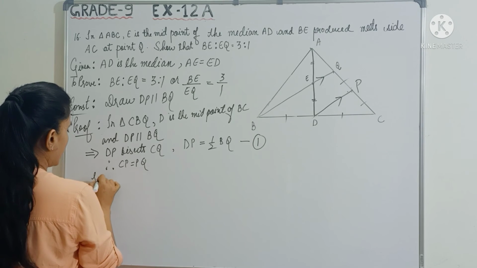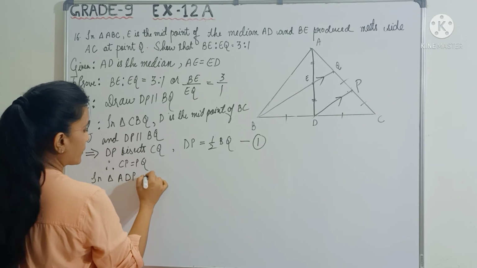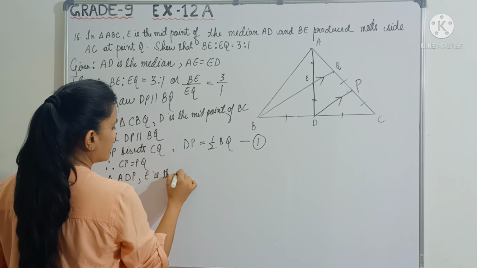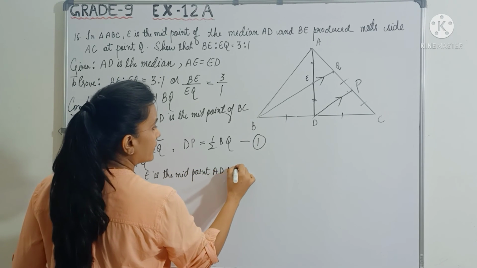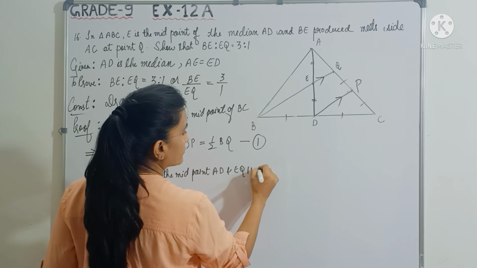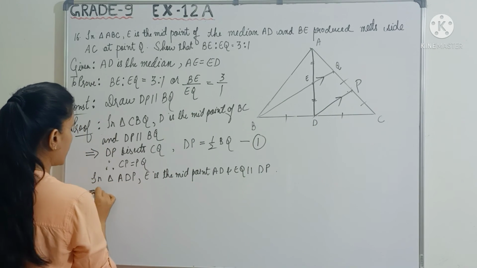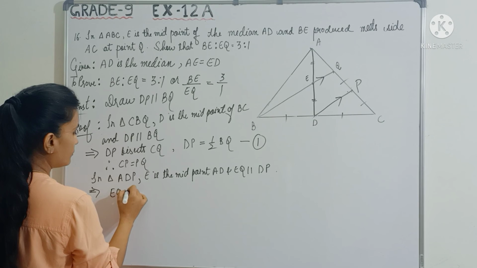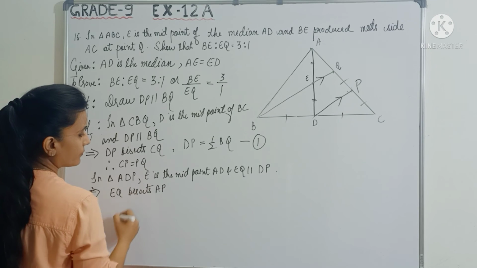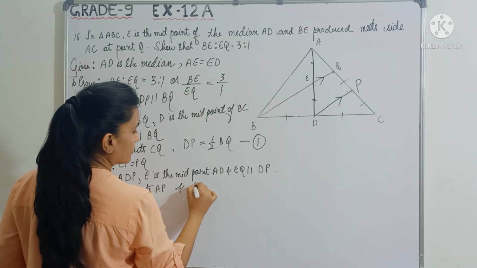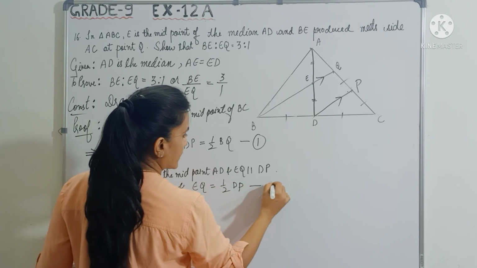So in triangle ADP, E is the midpoint of AD and EQ is parallel to DP. This implies EQ bisects AP, and also EQ will be equal to half of DP. Let's take this as 2.